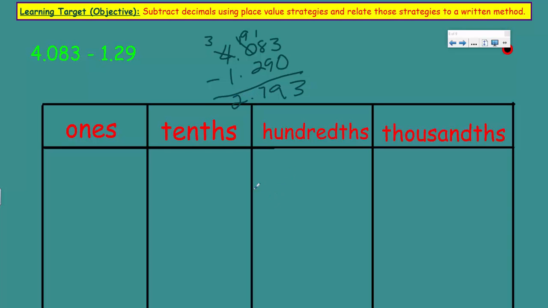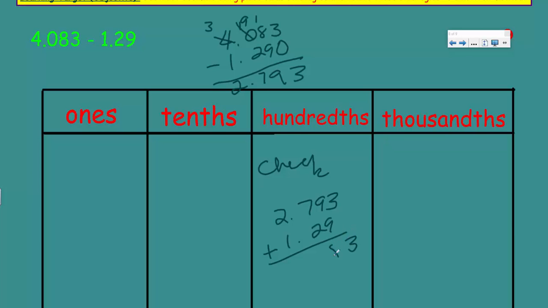I always check my work. Right back up to the top. 3, 18, carry the 1. That's 9, 10, carry the 1. Decimal. Bring it on down. Okay, 3, 4. There we go. 4 and 83 thousandths. And it worked out. Good way to check your work.